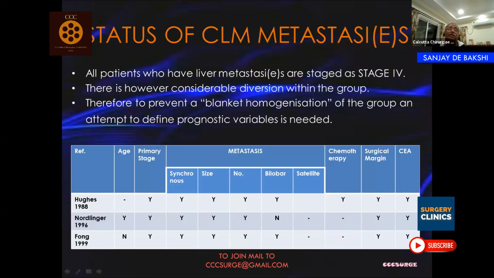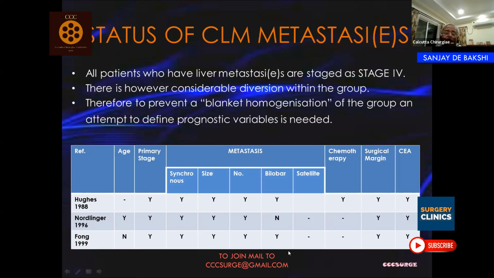The problem is all patients who have liver metastases are staged as stage 4. But there's some considerable diversion between the group. Therefore, to prevent a blanket homogenization of the group, an attempt to define prognostic variables is needed. And there were 3 major trials. One was Fong, of course. Nordlinger was the other, and Hughes. So see what they said.